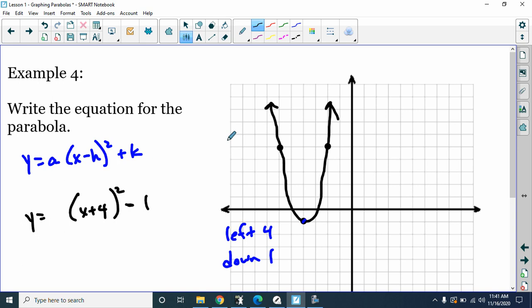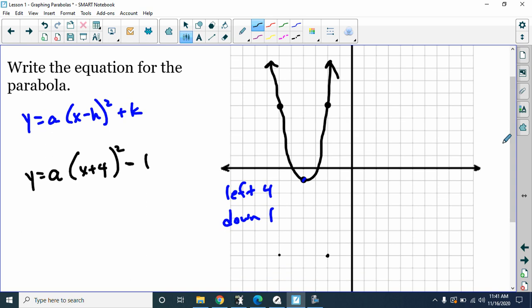And we don't know what a is. We know a is positive because the parabola opens up, but let's just leave it as a out there. We need to figure out what that a value is. It is not rise over run. This is not a straight line, so you cannot find the slope there. Instead, you take another point, not the vertex, but any other point. This one would work. This one might be easier.